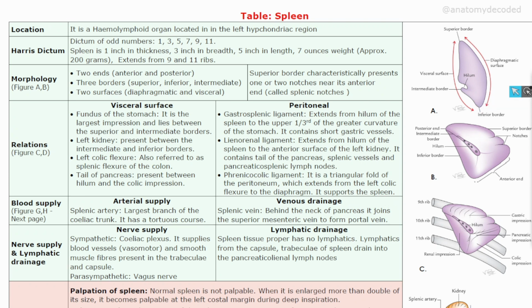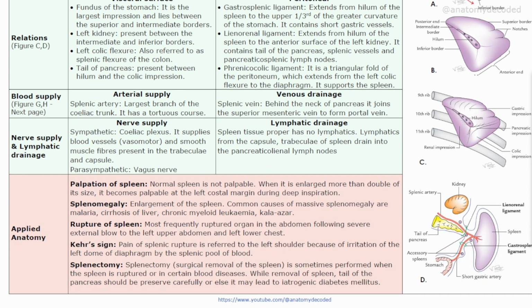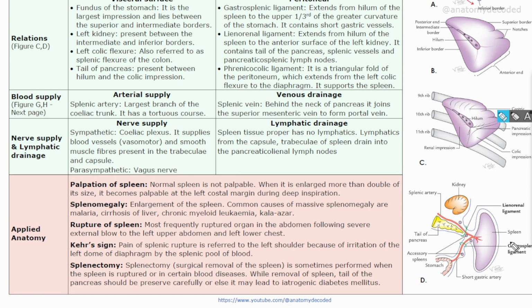Okay, so for peritoneal folds, look at this diagram. There is a ligament called the gastrosplenic ligament, which has the short gastric arteries, and from the spleen to the kidneys, the lienorenal ligament. It contains the splenic artery and the tail of the pancreas.